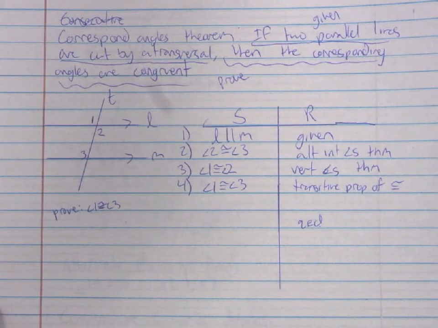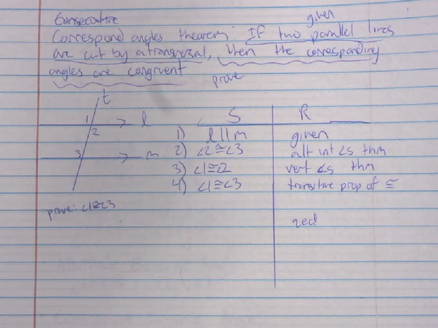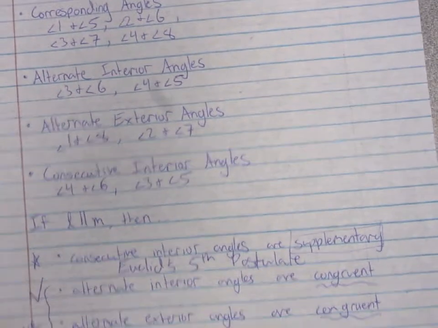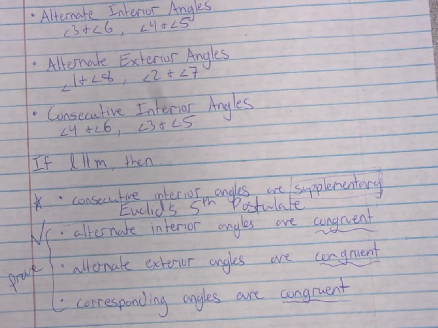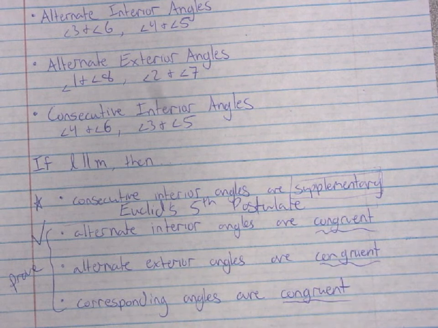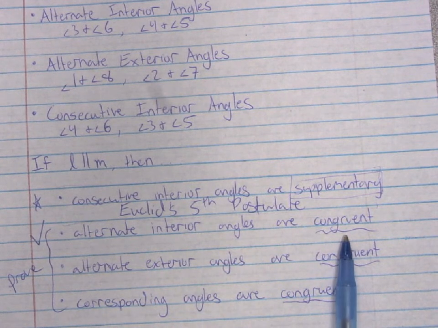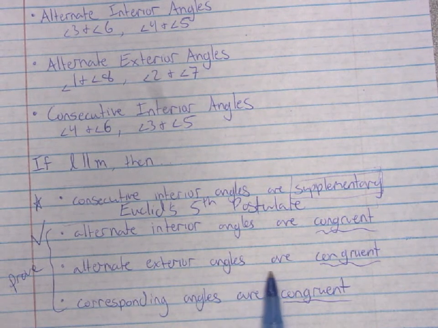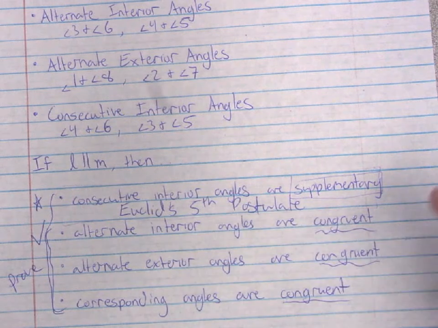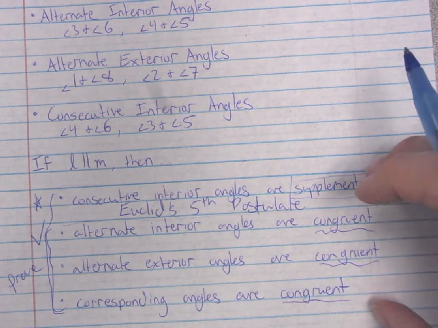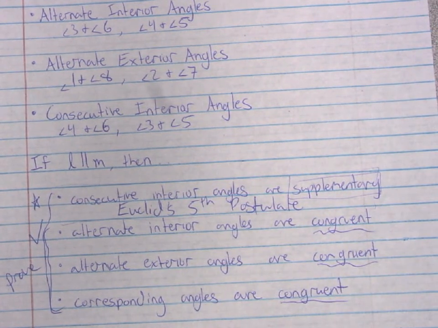Now on your homework, you're going to use basically 4 important ideas. You're going to use this consecutive interior angles idea. Consecutive interior angles are supplementary. That alternate interior angles are congruent. That alternate exterior angles are congruent. And that corresponding angles are congruent. So these 4 ideas here are the basis for the problems you're going to do on your homework.